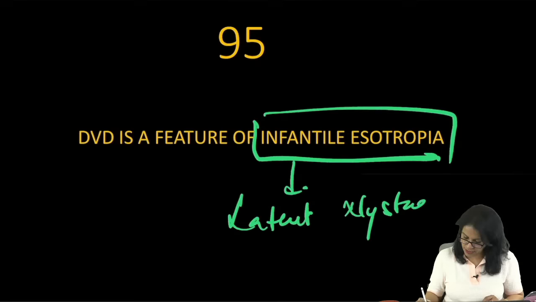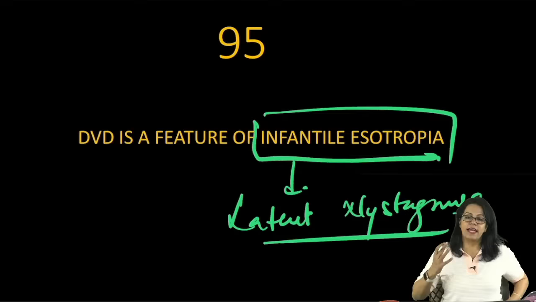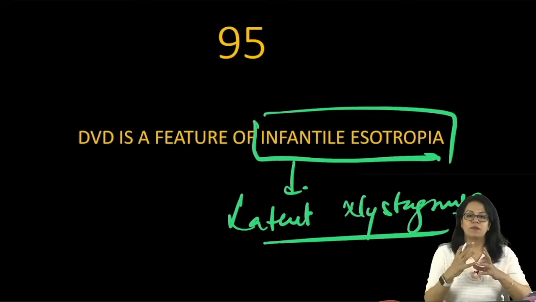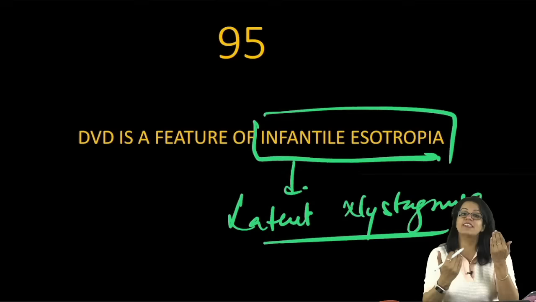This has been asked. What is latent nystagmus? If you cover one eye of the patient, you will see that there is nystagmus. Once you don't cover it, you don't see the nystagmus. So it is hidden. When you break the fusional reflex, then you see the nystagmus. That is latent nystagmus.